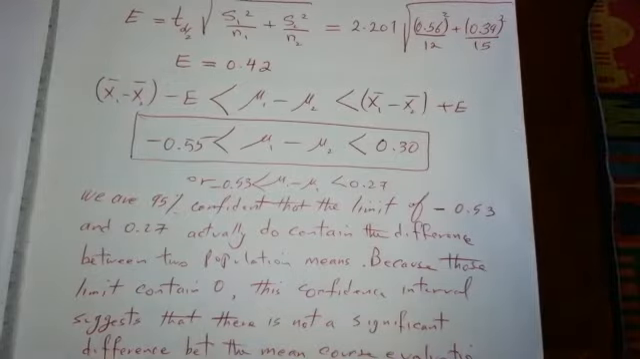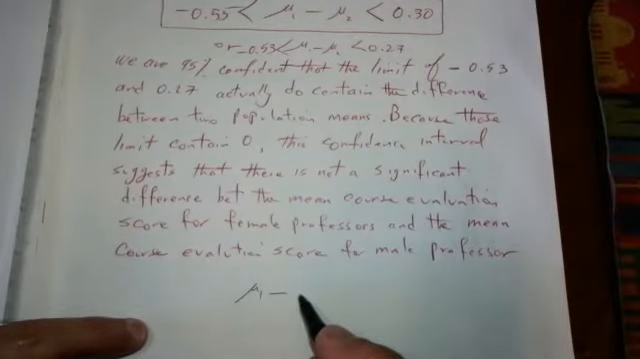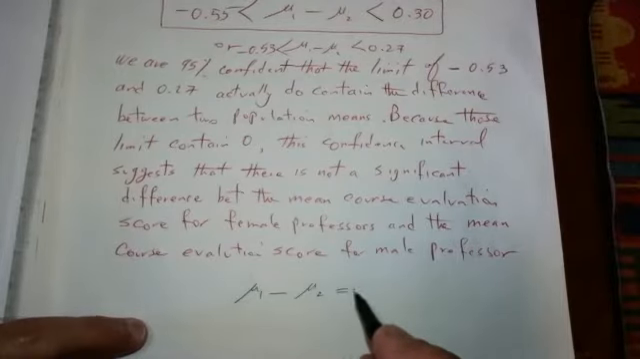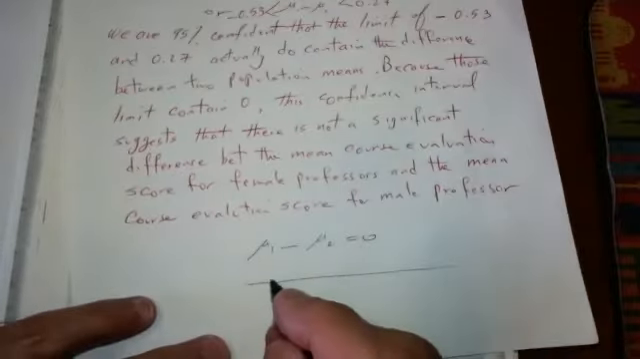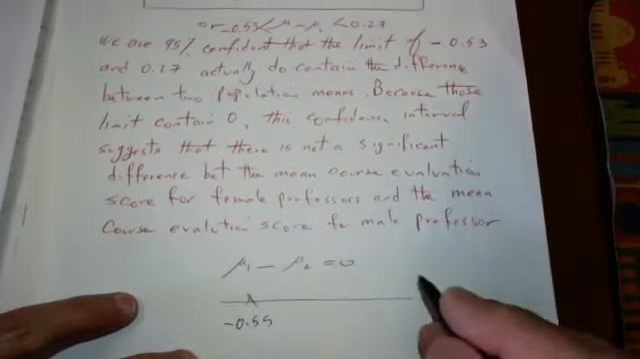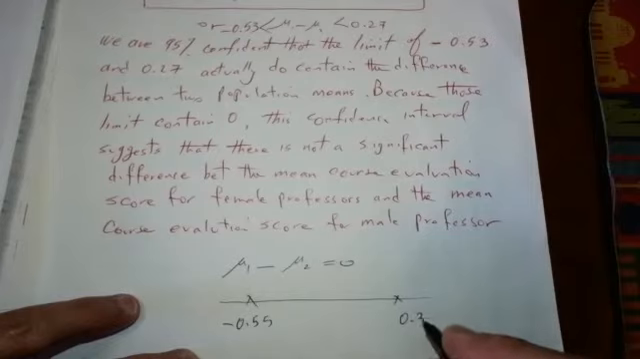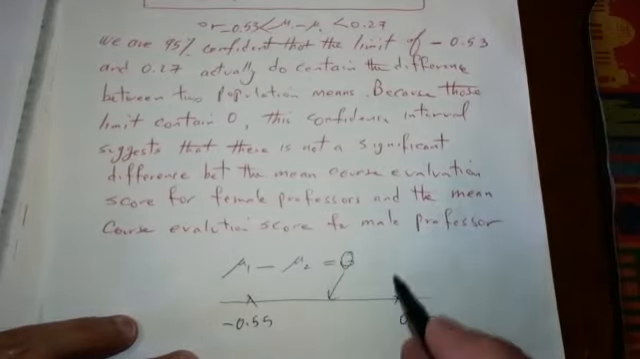Okay, see, our claim was that mean 1 minus mean 2 is 0, right? And here, if minus 0.55 on the number line is here, and 0.30 is here, so 0 definitely falls within the limits.